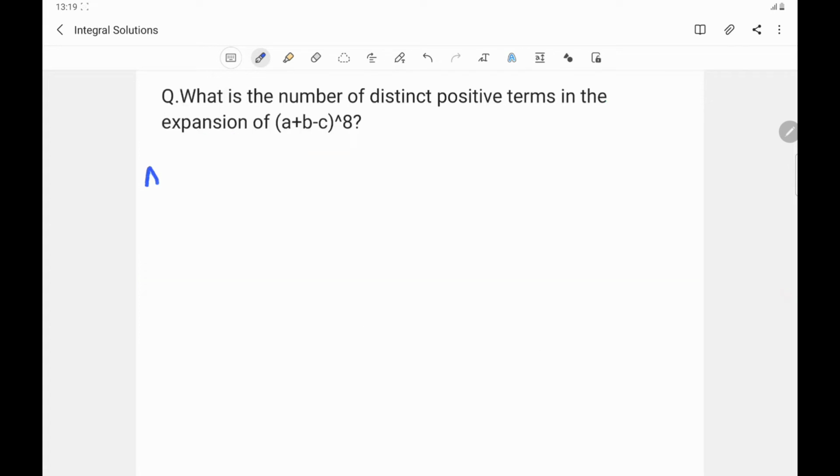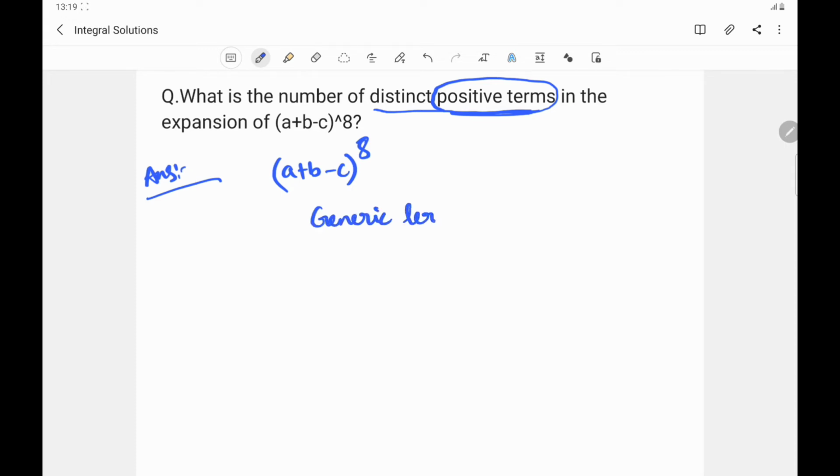Now let us look at another question. In this question, we are asked to find the number of distinct positive terms in the expansion of a plus b minus c to the power 8. So the generic term in this expansion would be some k into minus 1 to the power z, a to the power x, b to the power y, c to the power z.